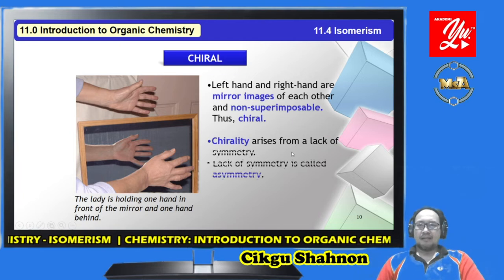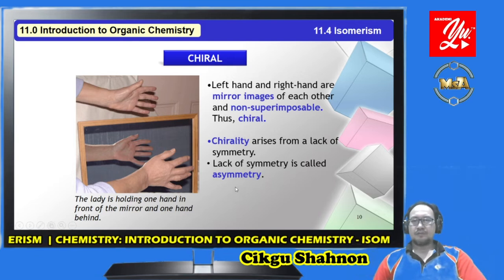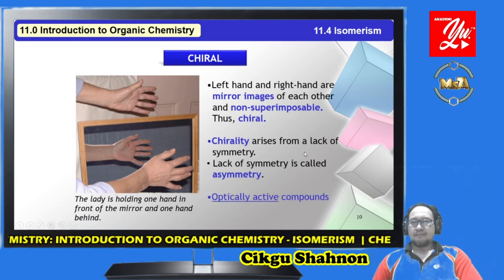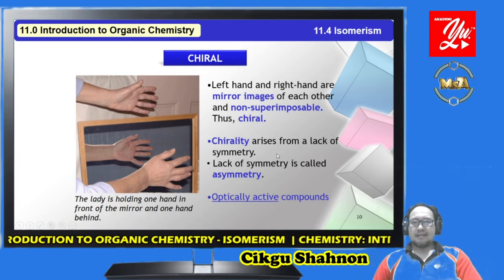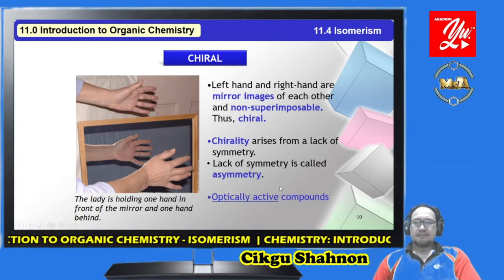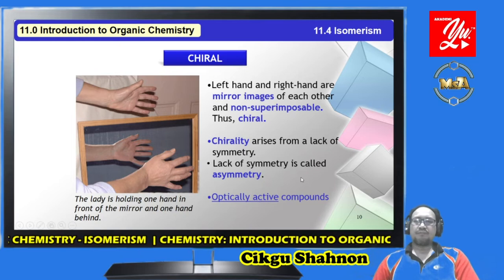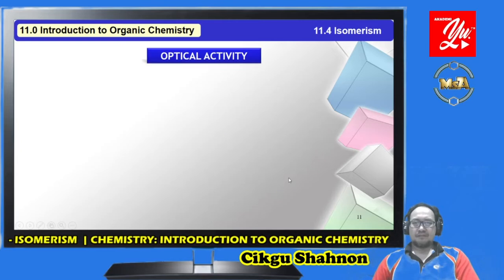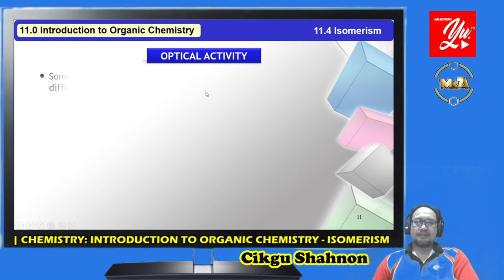Chirality arises from a lack of symmetry. Lack of symmetry is called asymmetry. We can use asymmetry or lack of symmetry or unsymmetry. And a chiral compound is actually what we call optically active. What is an optically active compound? We'll see. Optically active compounds are chiral compounds. So now we want to see optical activity. What is optical activity?